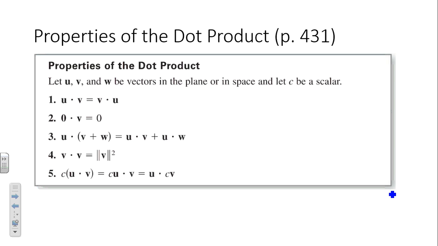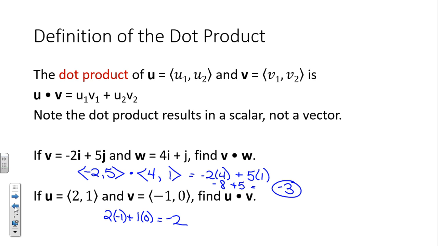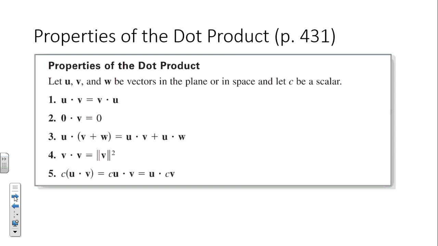So first of all, if u, v, and w are vectors, and we have a scalar c, then it makes sense that as we take the dot product of u with v, it should be the same as with v dot u, right? Doesn't matter if I take the negative 8 plus 5 or the 5 plus negative 8, right? We're still going to get a negative 3, commutative property of addition. So that one makes sense, right?